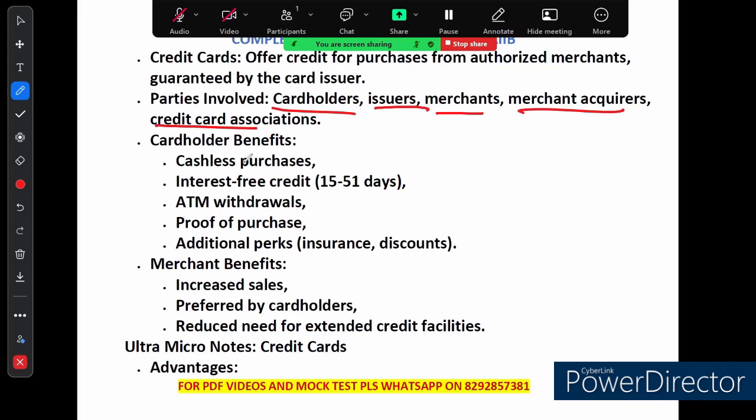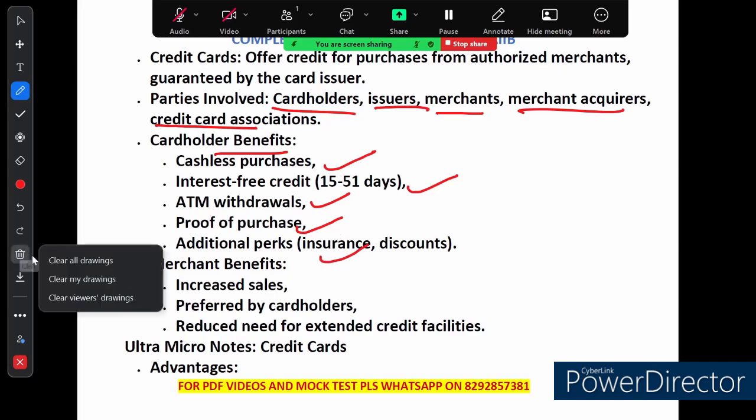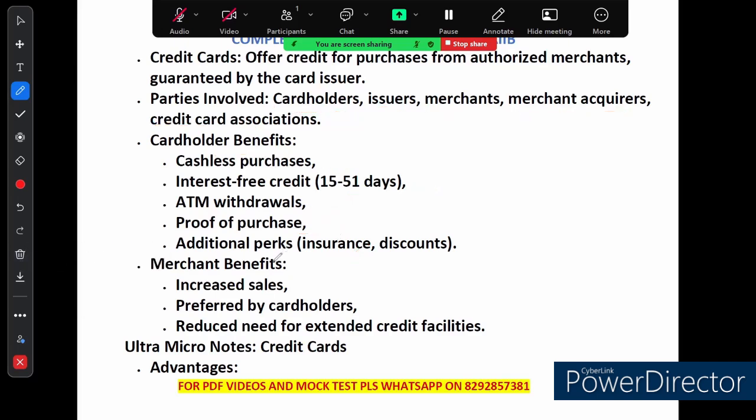What is the benefit for the cardholder? The first is cashless purchase, an interest-free credit period, ATM withdrawal, proof of purchase, and then they have additional benefits like insurance or discounts. What is the benefit for the merchant? For the merchant, credit card means more sales, means happy customers and less need for offering credit themselves.